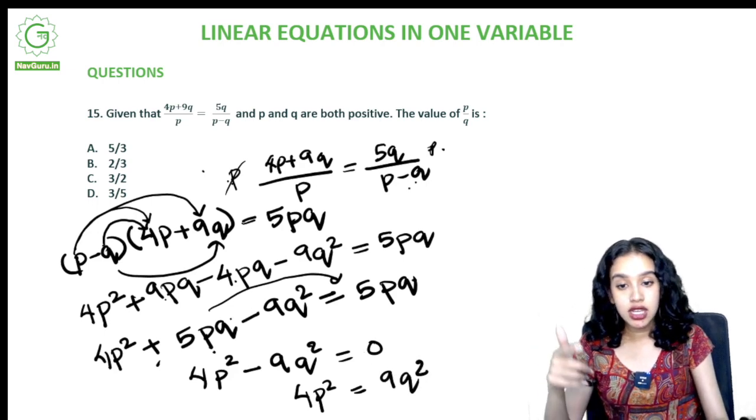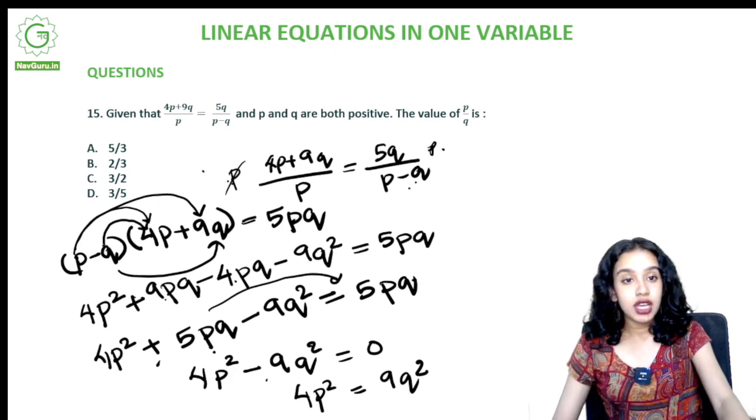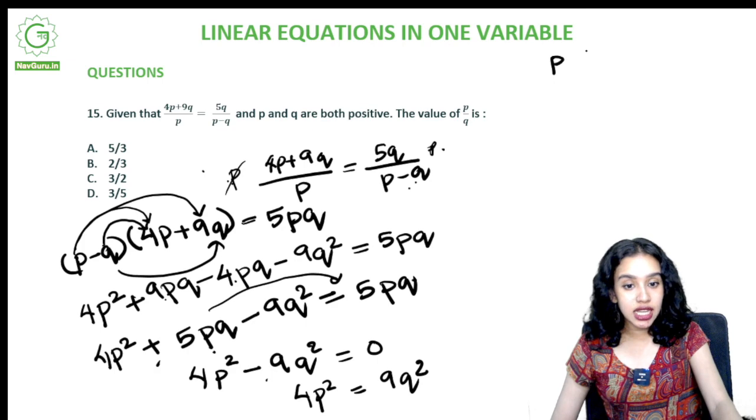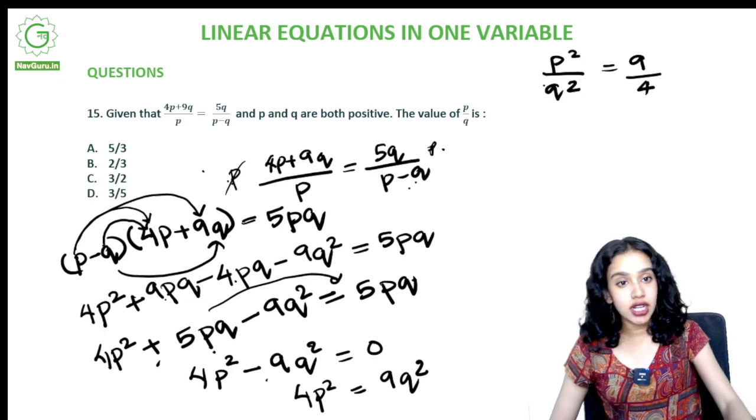How did we get this? We took this minus 9q square to the other side. It became plus 9q square. So I would divide each side by q square. So I'll get p square by q square, and I'll divide each side by 4. So we'll get 9 by 4. So p square by q square is 9 by 4.